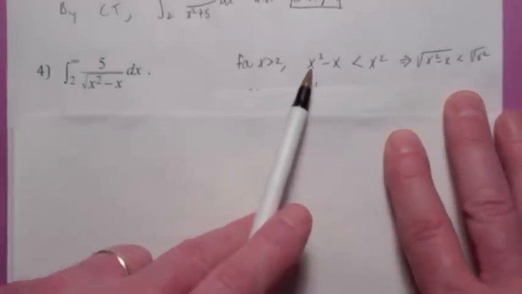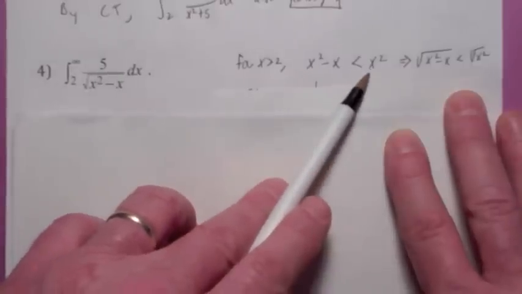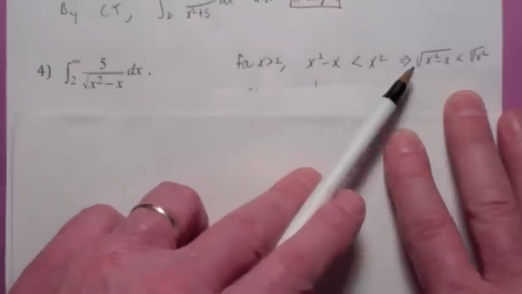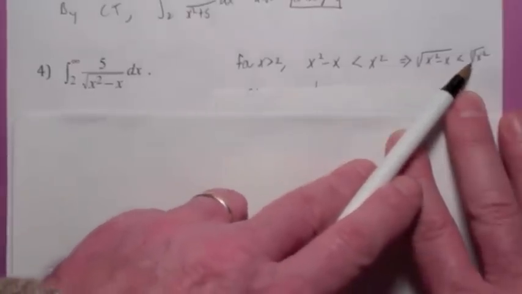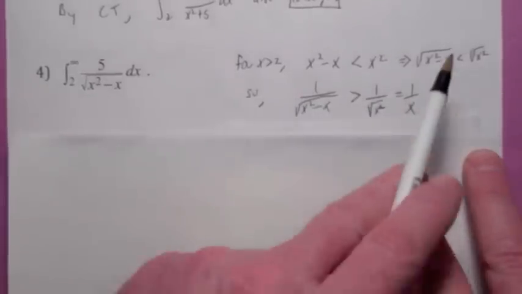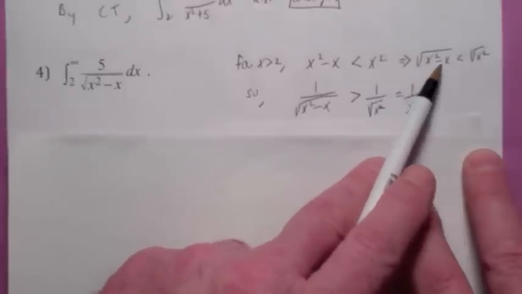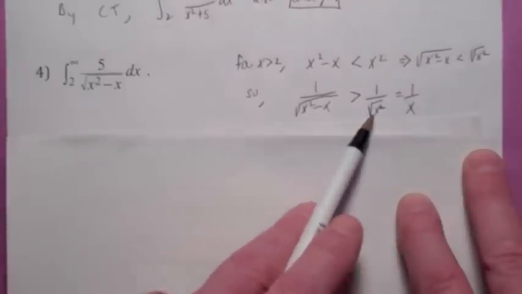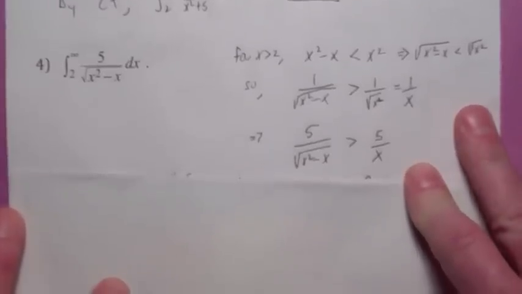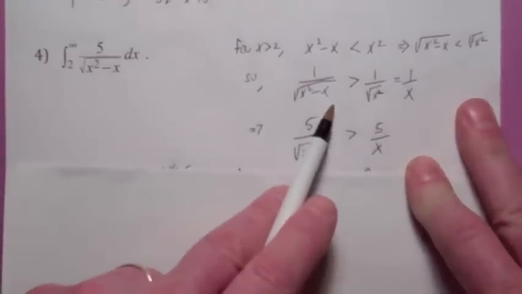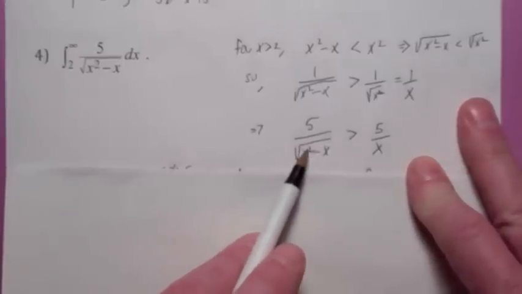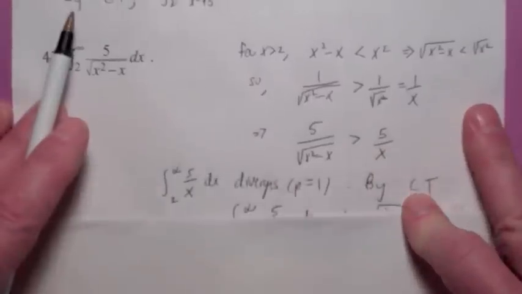Isn't it true that for x greater than 2, x squared minus x is less than x squared, right? Because you're subtracting stuff here. So if that's true, then if you square both, the left side will still be less than the right side. Now here's the tricky part. When you take the reciprocal, if this is less than this, and they're both positive, 1 over this is greater than 1 over this, which is just 1 over x. I'm not quite done, but I've done all the hard part. I've got that 1 over the square root of x squared minus x is greater than 1 over x. If you multiply both sides by 5, then they're still true. So there it is. I just showed that the integrand is greater than 5 over x.